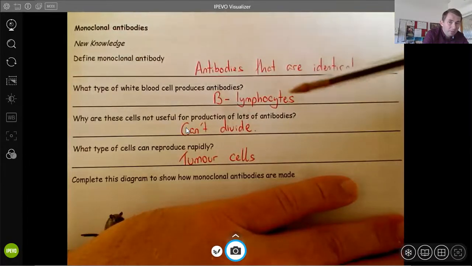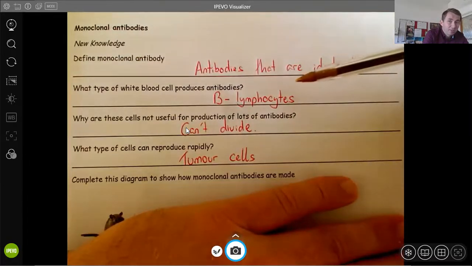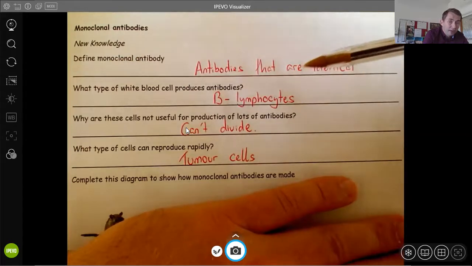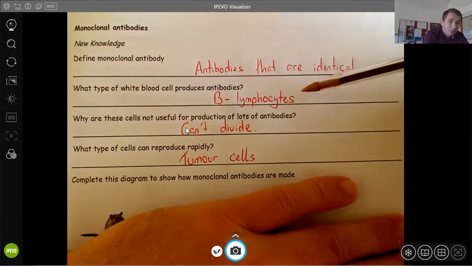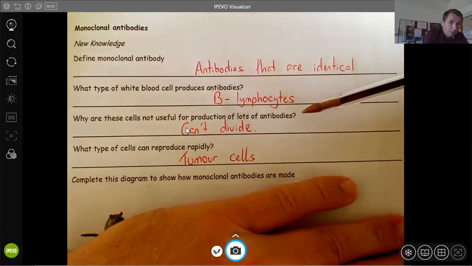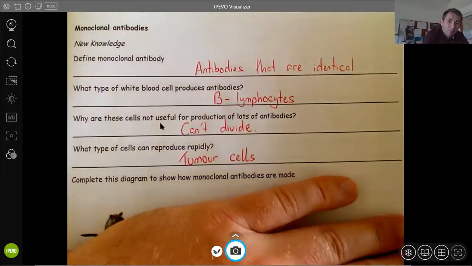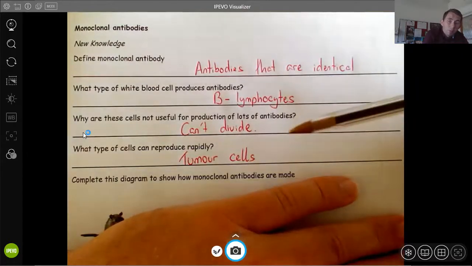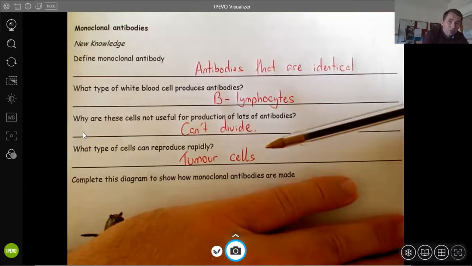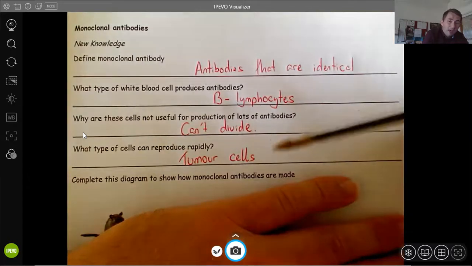Now, when you learn about the immune response, you just knew white blood cells produce antibodies, but there's a special name for the ones that do, and they're called B lymphocytes. So that is what produces your antibodies. Now, these cells are not useful for production of antibodies because they can't divide. Once they are made, they are unable to do mitosis to divide. So therefore, you have a limited number of them. But what we know is that tumour cells or cancerous cells are able to reproduce rapidly. So as scientists, we've come up with a solution to this problem.